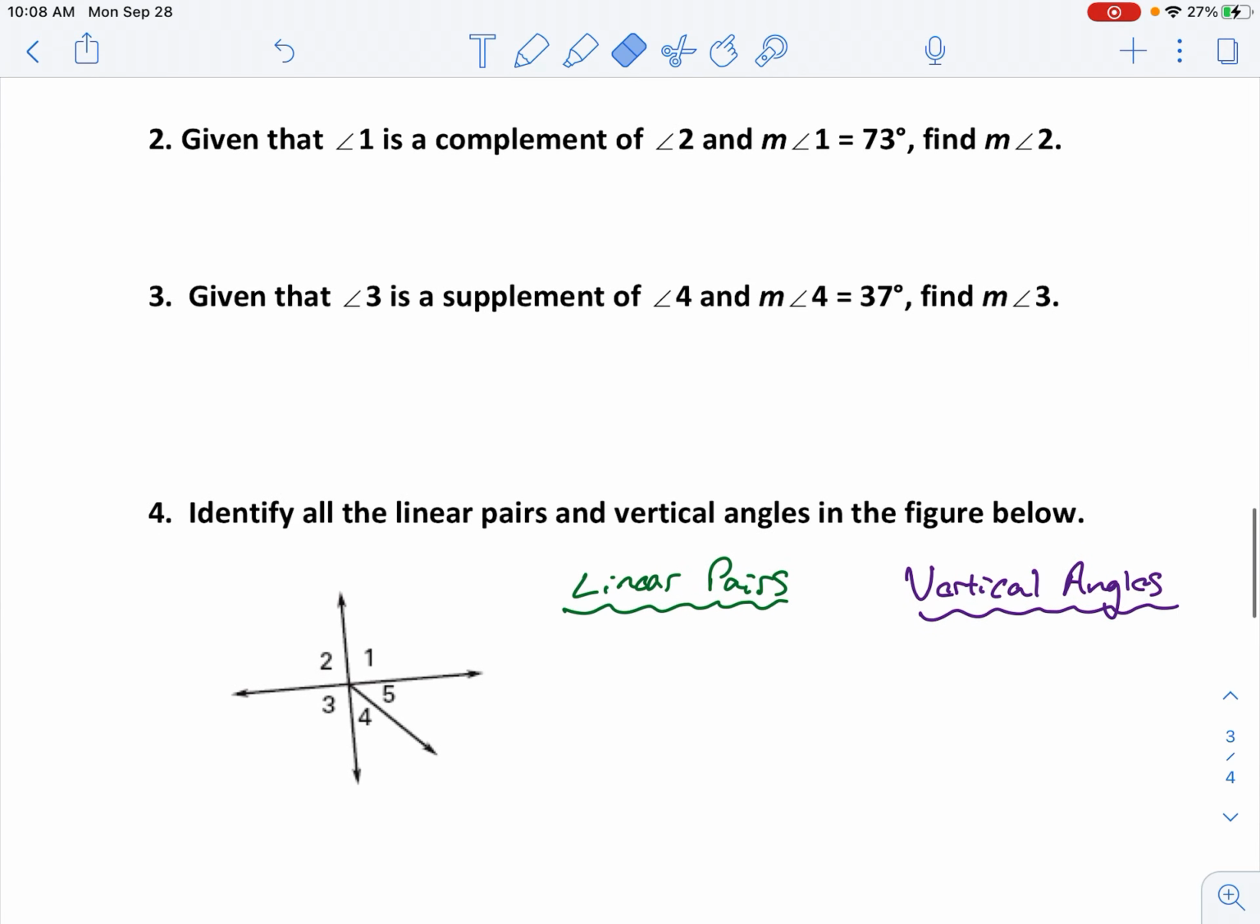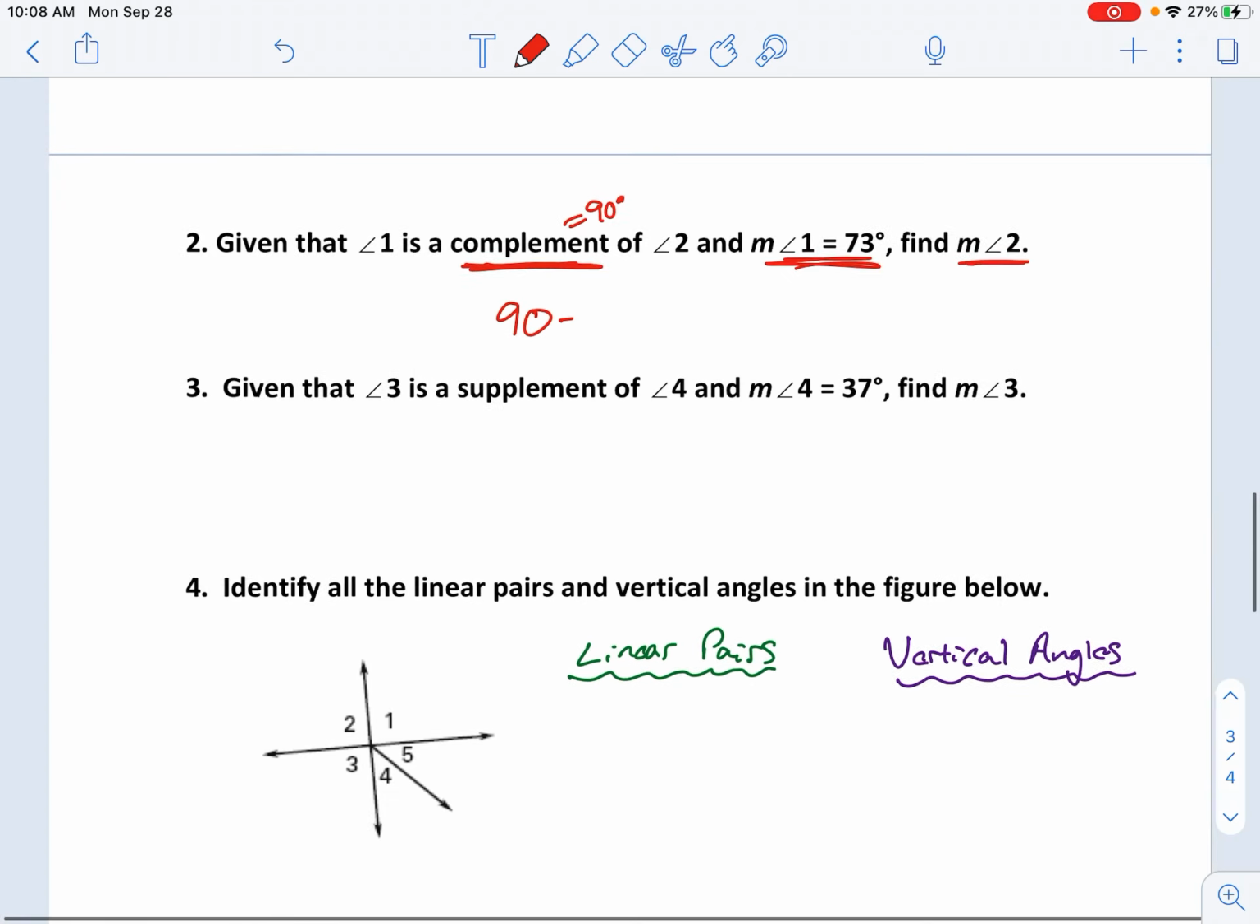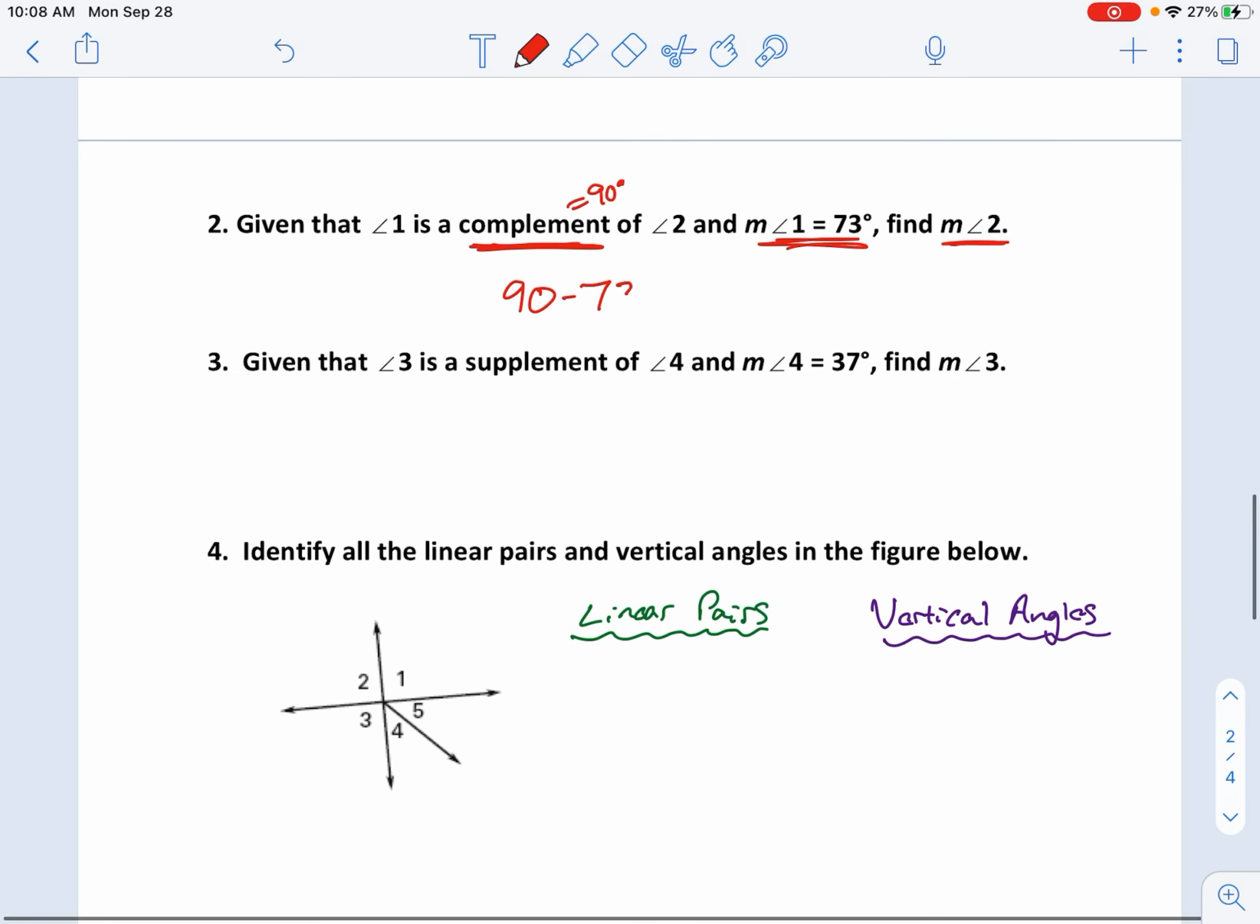Some pretty straightforward ones here. It says given angle 1 is complement of angle 2. Complement means the measure of angle 1 plus the measure of angle 2 will equal 90 degrees. So if I want to find the measure of angle 2, I want to do 90 minus the measure of angle 1, which they give as 73. 90 minus 73 is 17 degrees. So the measure of angle 2 is 17 degrees.